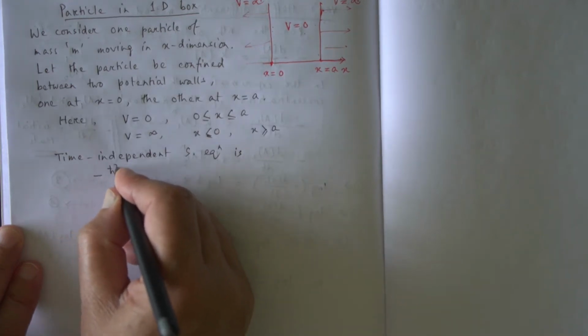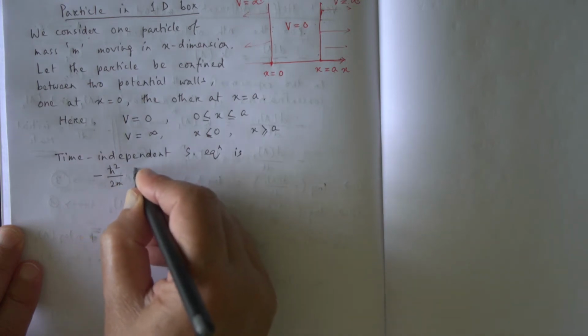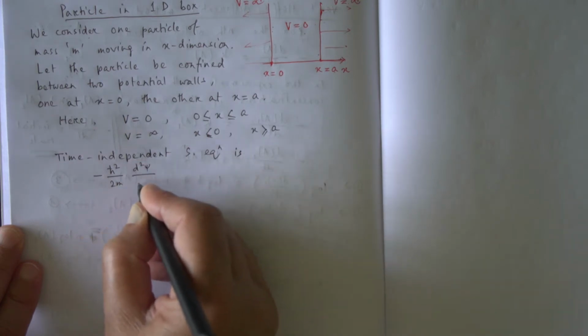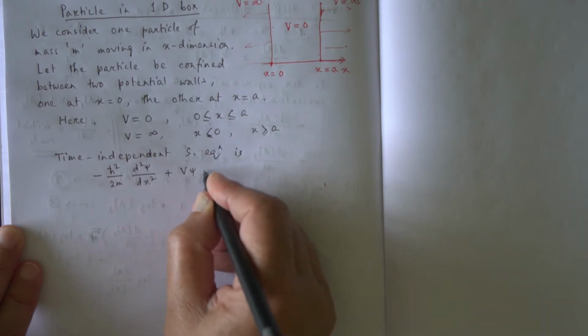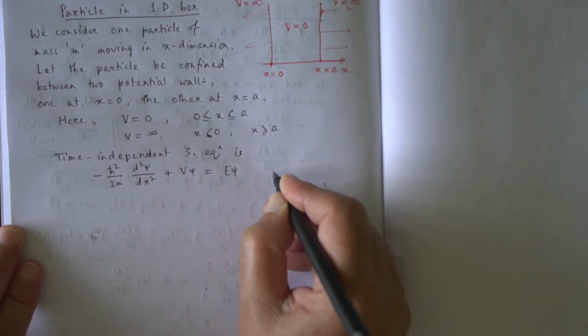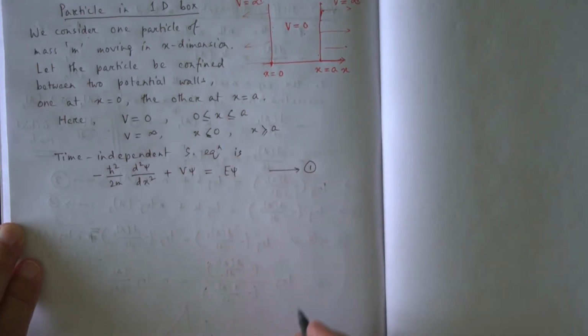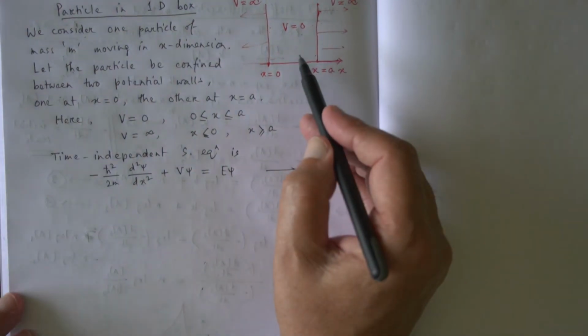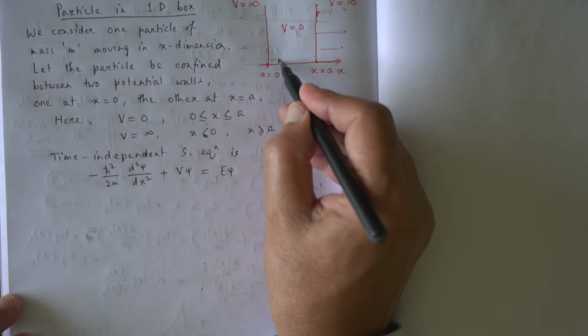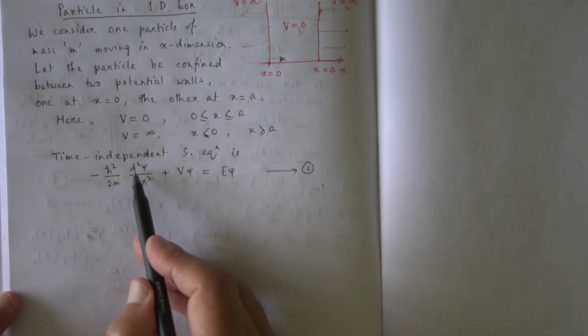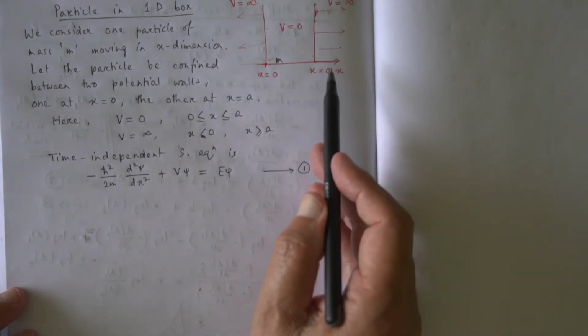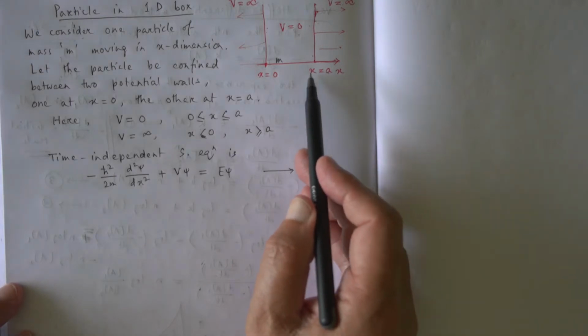minus h bar square by 2m d2 psi dx square plus V psi equal to E psi. So this is the time independent Schrödinger equation for the particle. Mass of the particle is m. We are not writing partial differentiation because we are considering only one dimension, that means one variable x.